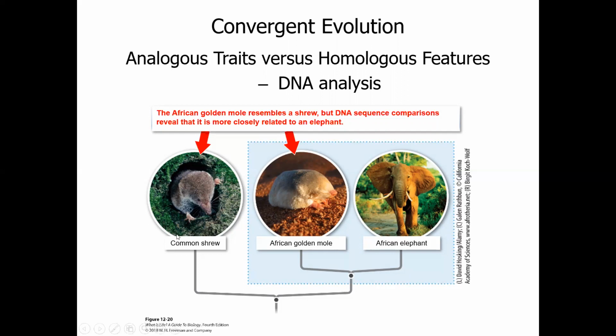So our common shrew right here that I'm circling and our African golden mole look very similar. They're underground rodents. They have similar body size and structure. However, after we run the actual DNA, the African golden mole is more closely related to the African elephant than it is to the common shrew, which is crazy to think about because the African golden mole looks nothing like the elephant. They're different in size, in body shapes, and structures, but yet the DNA evidence doesn't lie. It shows us that they are more closely related to each other than two organisms that look the same. So again, hitting home that DNA analysis is a really powerful tool for writing these trees.